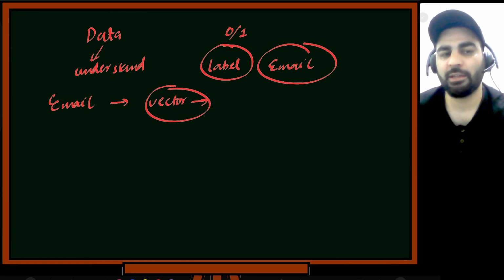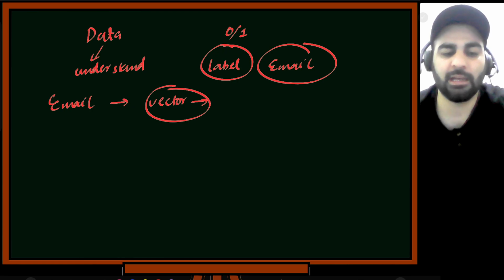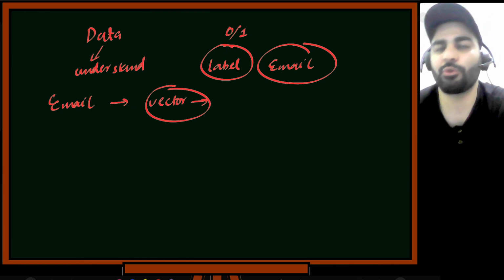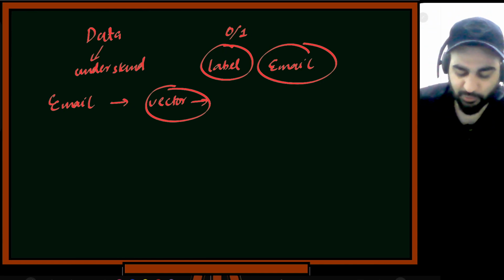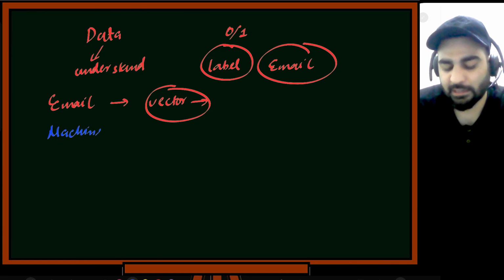Now why do we want to do it? Why do we want to convert this email into a vector? The first thing is that machines work on numbers, so you have to give numbers so a machine can understand. So the first reason is that machines understand numbers.